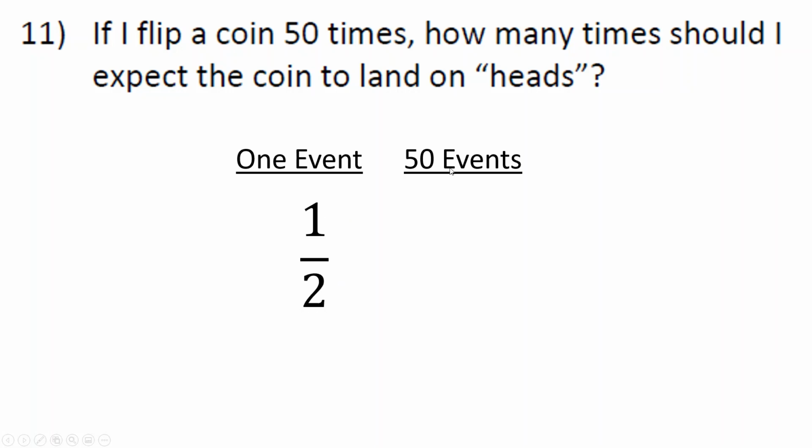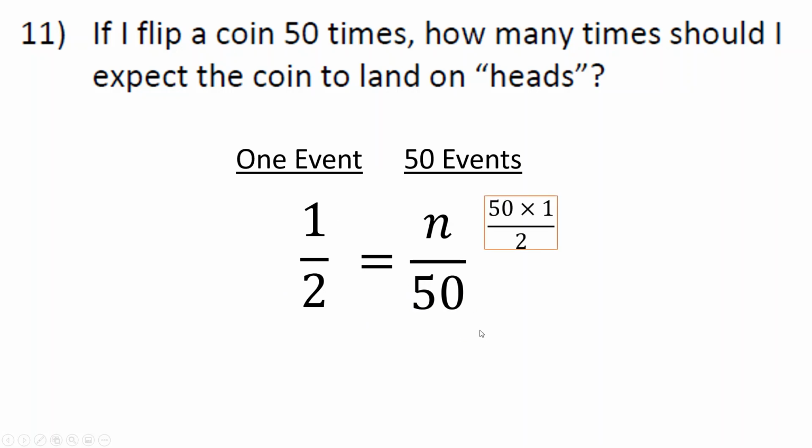So out of 50 events, basically, you just set up a proportion like this. Something out of 50. And then you can do a couple different tricks. You could do the 50 times 1 divided by 2. You could also do the cross products. Either way, no matter how you work it out, you're going to get 25 as your answer.